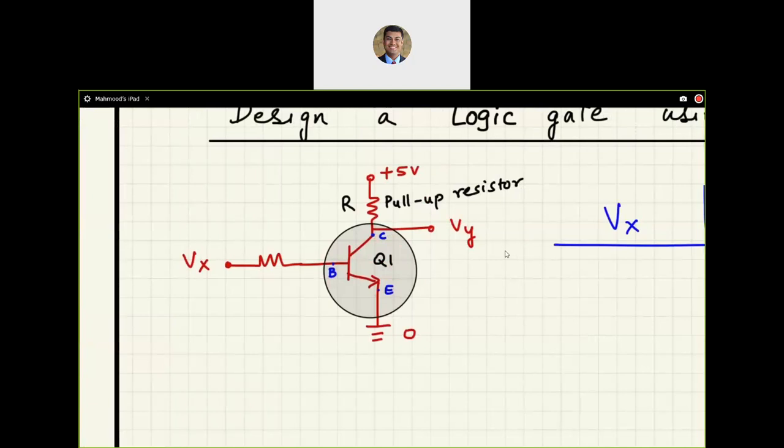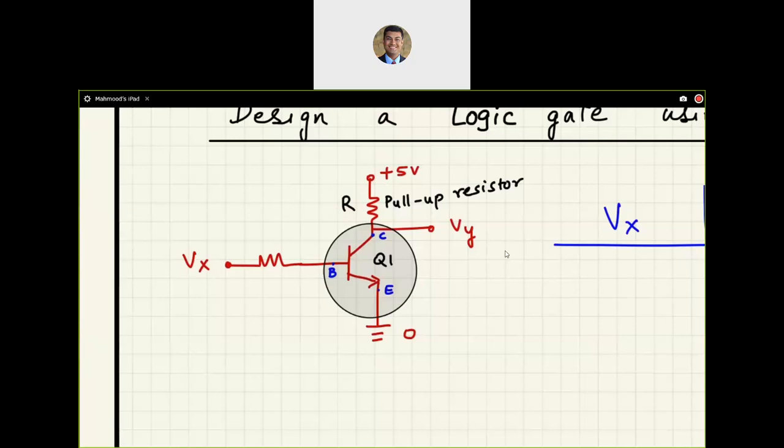for emitter, C for collector. We are controlling the base voltage by using a voltage Vx, and we are monitoring the collector voltage as Vy. We are using a pull-up resistor, which is essentially a resistor to pull the voltage up to 5 volts. So pull-up resistor. And we have connected the emitter to ground. That pull-up resistor, right now it doesn't really matter, but it is R, say 1 kilo ohm resistor.